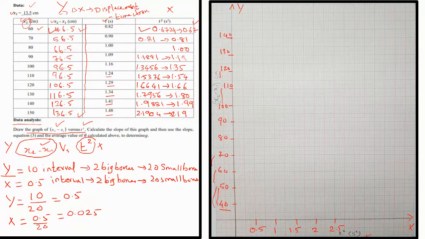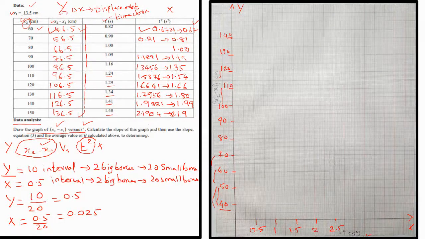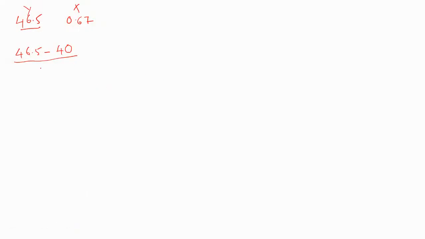40. So 46.5 minus the lowest value, 40, divided by the regular interval for our y-axis, what we calculated just before. 0.5. So divided by 0.5. Could you please let me know what is the value? I think you got 13. Just to check. Okay, I will check. Yes, 13.